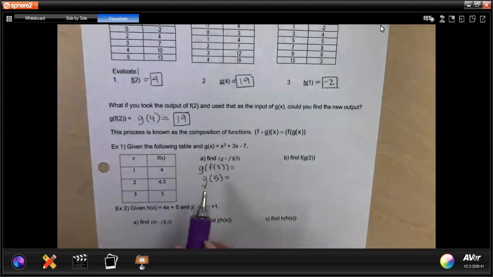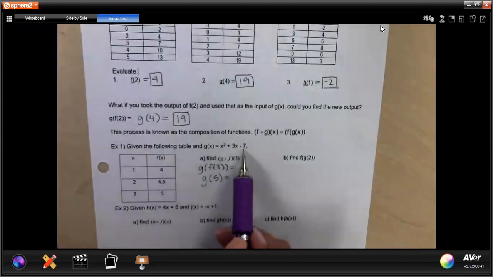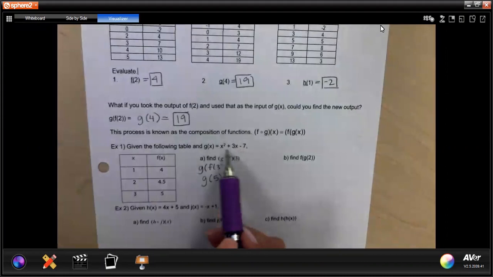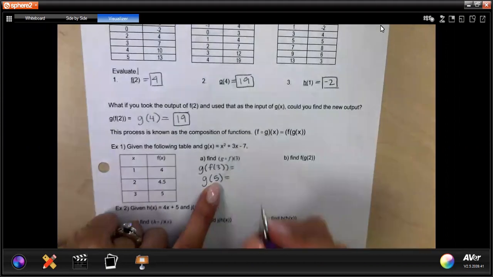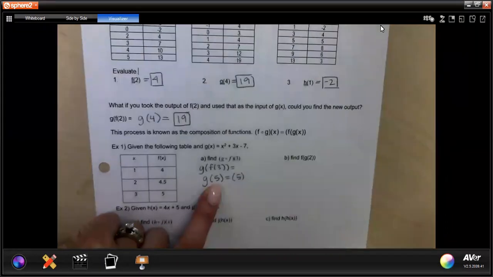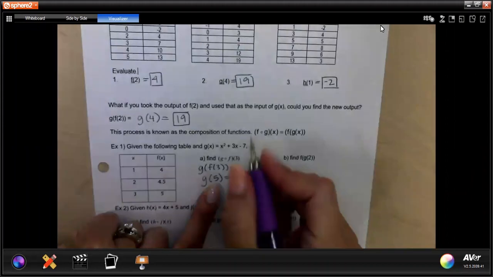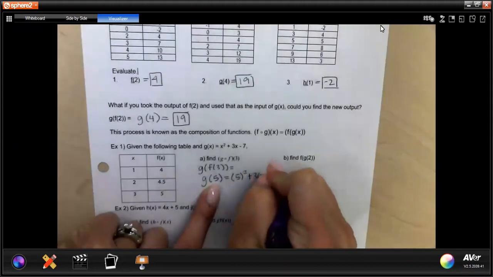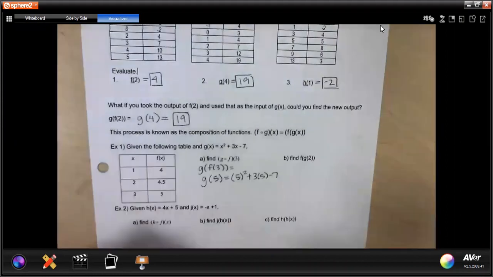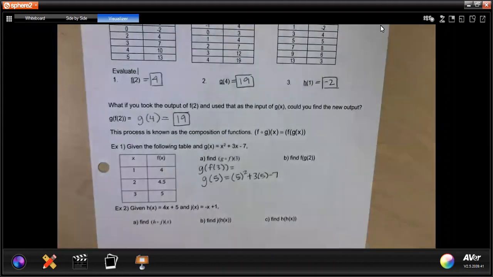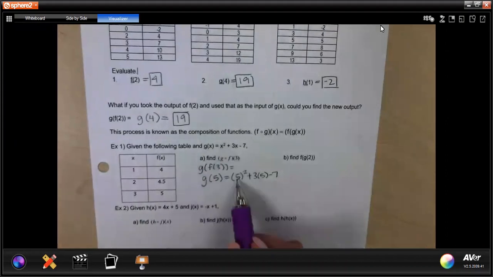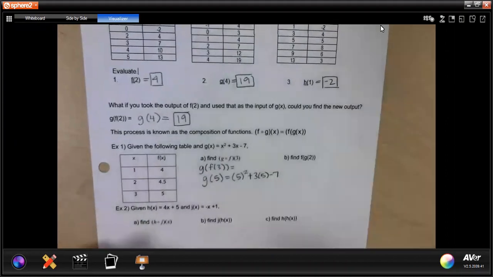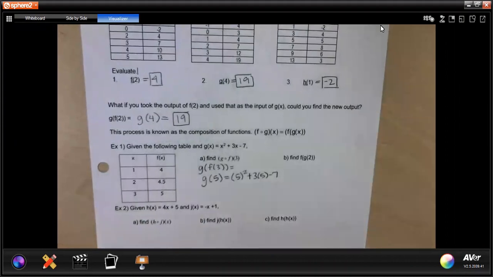Now to find g of 5, it tells me this is the function for g. So I'm going to use this function. This is my input, so I'm going to replace each one of these x's with 5. So we get 5 squared plus 3 times 5 minus 7. Take a look at that. I didn't leave the x, I substituted the x. So the x is no longer there. I did not change that square because we are only substituting the x. So we remove the x, we substitute it with a 5, everything else stays the same.